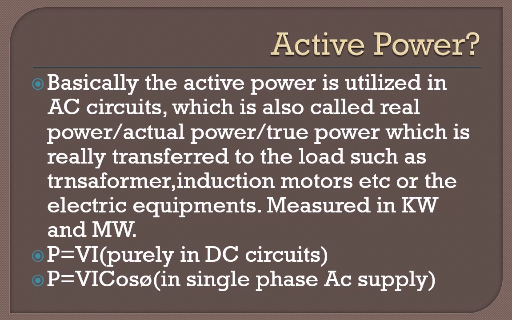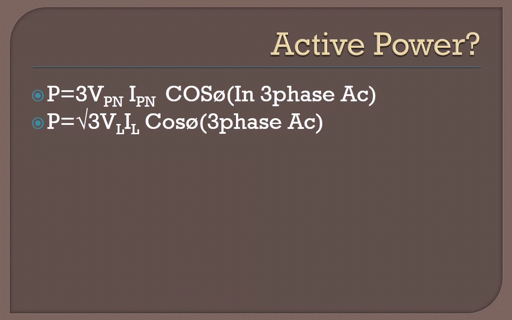In a single phase AC circuit, the formula is power is equal to the product of voltage and current times cos phi. On the other hand, in three phase, line to line and phase voltages, we can describe it in this form.